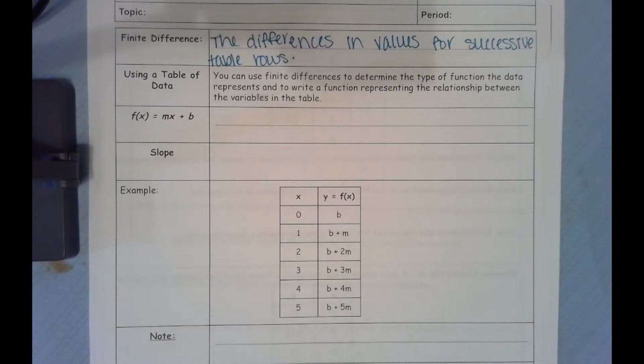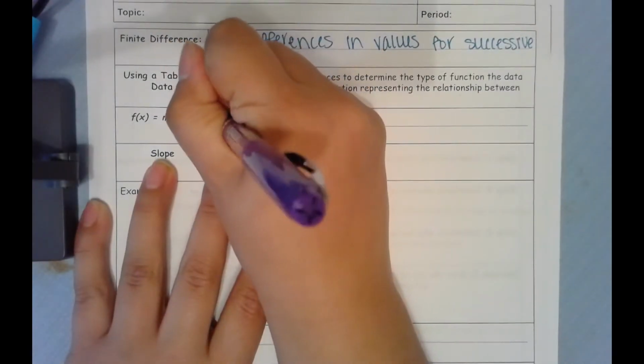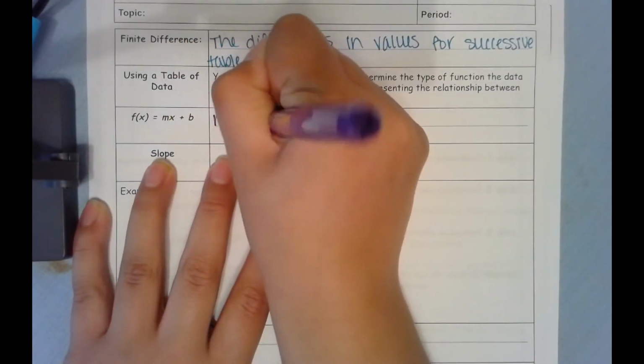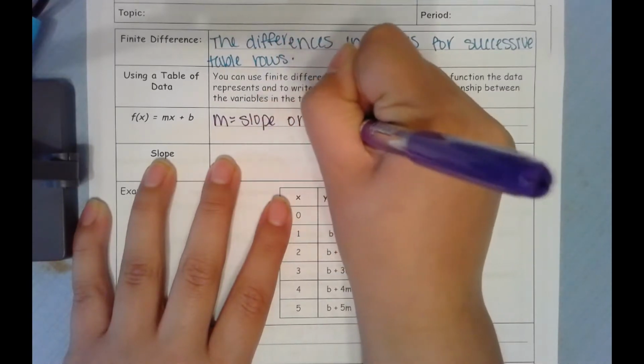So we're going to figure out, is it a linear function? Later on we'll talk about exponential and if it's a quadratic. But one thing I want to go over is f of x equals mx plus b. So I want to remind you guys that in this equation, m is equal to the slope or the rate of change.